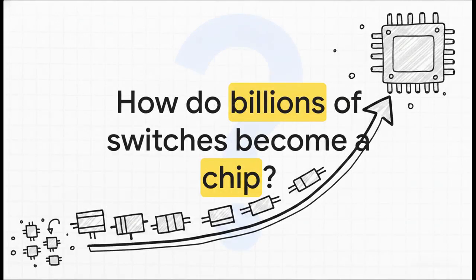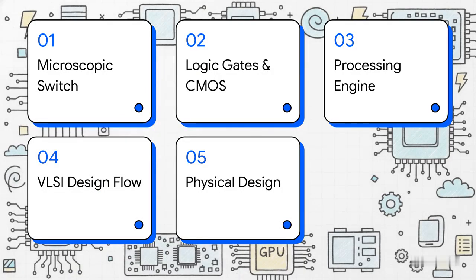So how can billions of tiny switches actually become a working chip? Okay, let's dive into this because this is the core mystery we really need to solve together. I mean, how do we scale up from one microscopic building block, something literally smaller than a single human cell, up to billions of these components working together flawlessly to run an entire operating system? Well, we're going to take a micro to macro approach here, starting right at the physical level and zooming all the way out. Here's our roadmap for today.